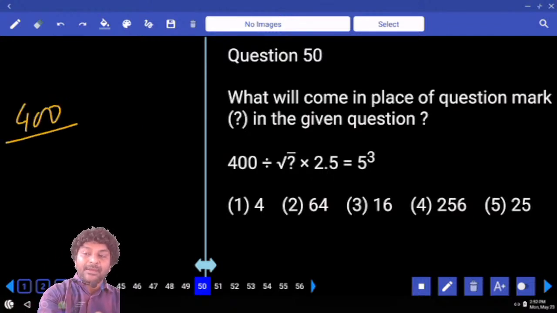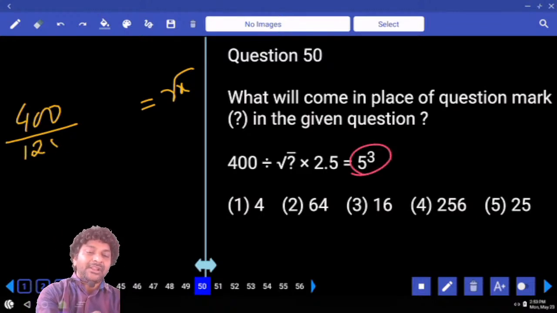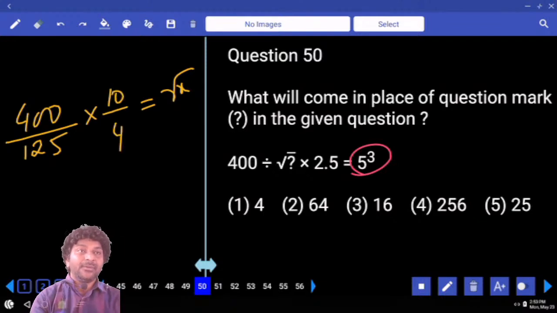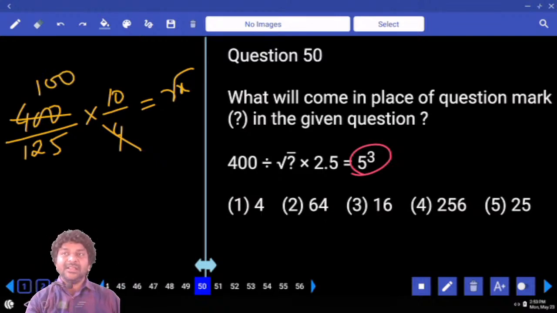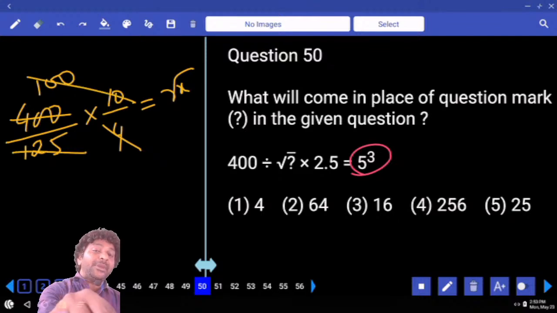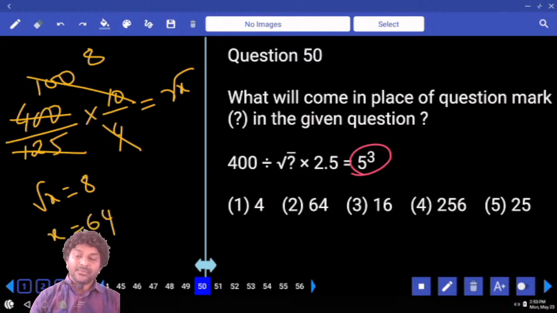400 divided by root x. Root x goes to the other side and becomes the only number on the right hand side. Already 5 cube is on the right hand side. That comes to the left hand side denominator only into 2.5. Can I write it as 5 by 2? Yes. Or I can even write it as 10 by 4. 4 how many times? Left hand side numerator 100 into 10. How much is that? 1000 by 125. 125 how many times? 8 times. If root x is equal to 8, x is equal to the second option.